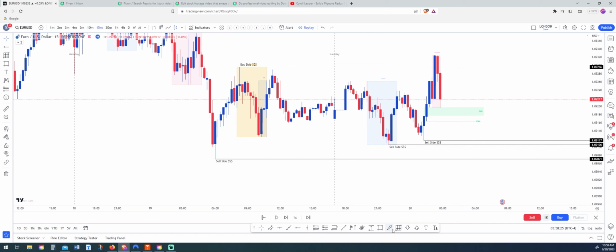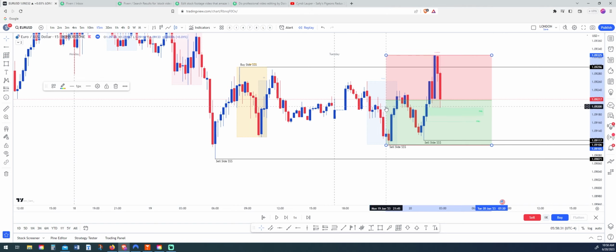We can see if we pull a GAN here that we are currently at equilibrium, so we're kind of in the middle of the range at the moment. So we are pulling back. We really want to be taking shorts in a premium, targeting a discount. If we're going to take longs, we want to be taking longs in a discount, looking to target a premium.